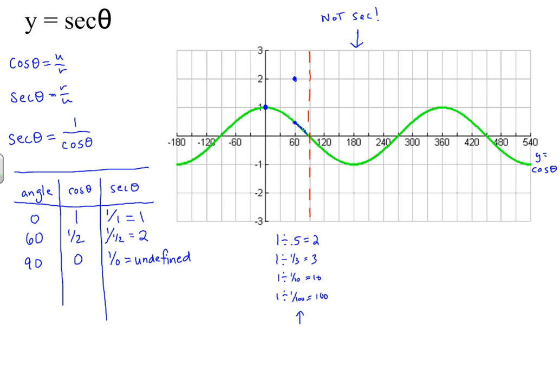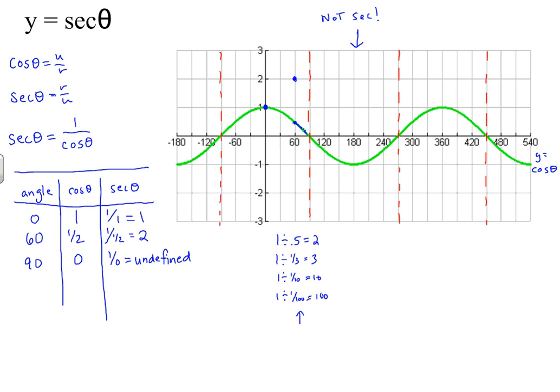here at 90 degrees. And while I'm at it, I'm going to draw every other time that the cosine graph is equal to 0, because the secant graph is going to have a vertical asymptote there. So I'm going to draw on vertical asymptotes here at 270, at 450, and also at -90.